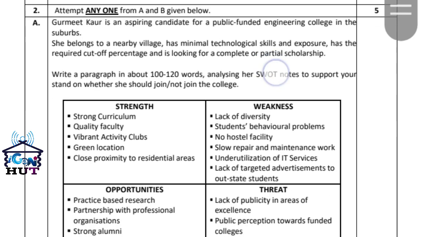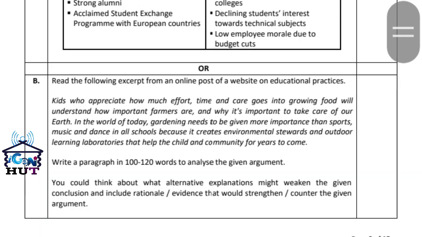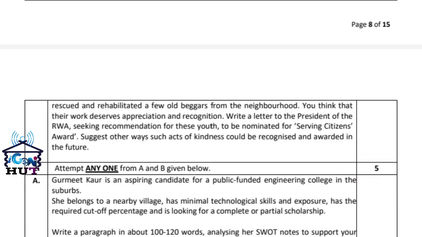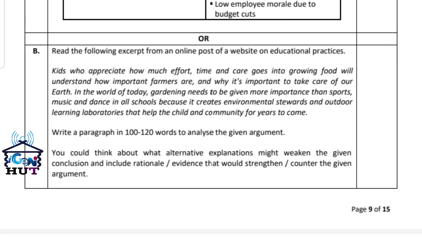The second type of question given in the creative writing skill is analytical paragraph writing. 2 questions will be given as A and B and we have to attempt any one. Analytical paragraph is also supposed to be written in 100 to 120 words. It will be based on a map or a chart, graph or cues.